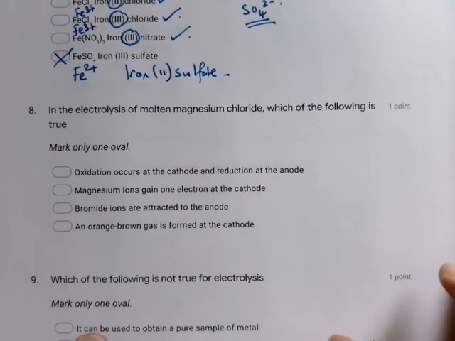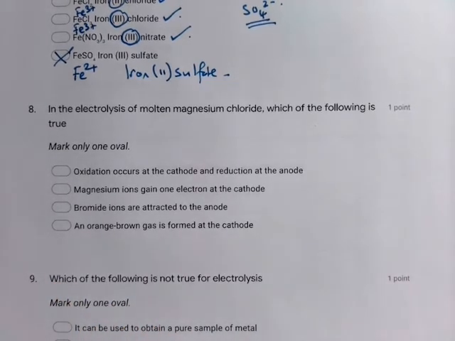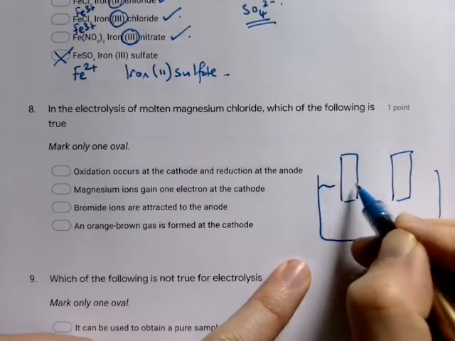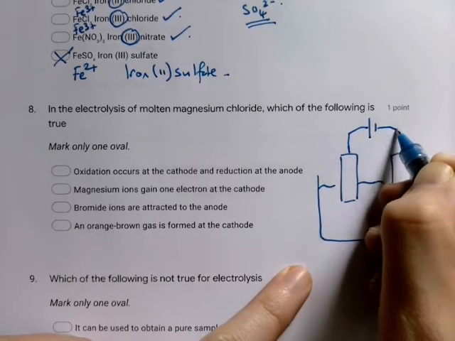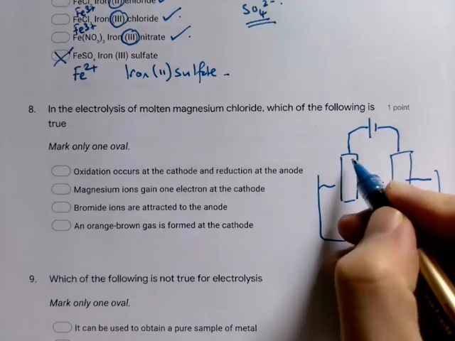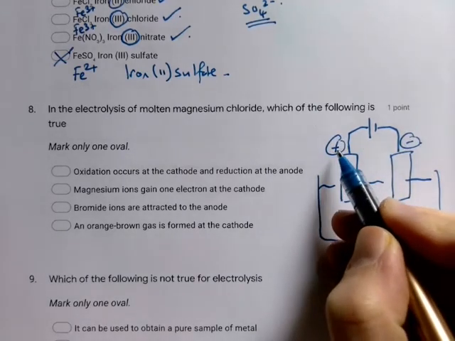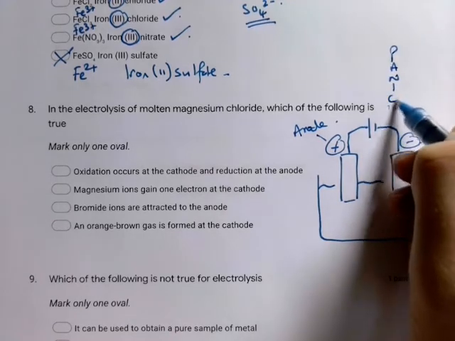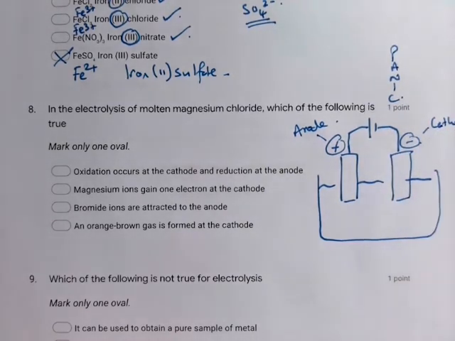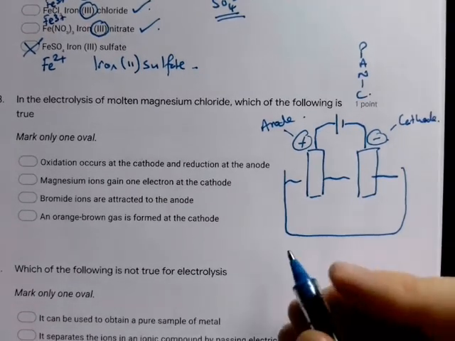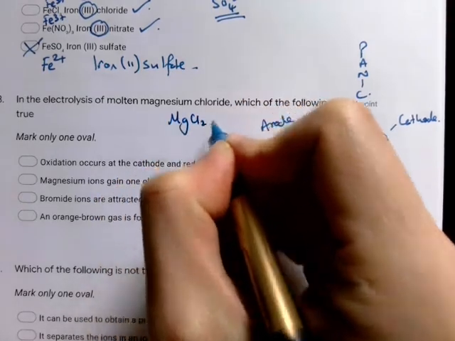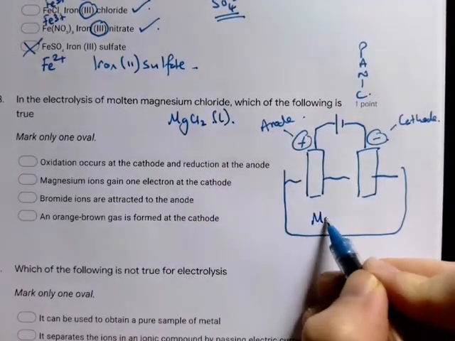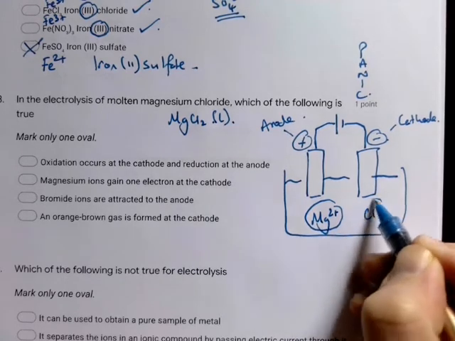In the electrolysis of molten magnesium chloride, which of the following is true? At this point, it might be helpful for us to draw out what the electrolysis of molten magnesium chloride looks like. We're going to have, this is the positive, this is the negative. We remember that positive is the anode, negative is cathode. So this is the cathode. And we've got magnesium chloride, which is MgCl2. Because it's molten, I've only got MgCl2 liquid. I'm going to have Mg2+ ions, and I'm going to have Cl minus ions.